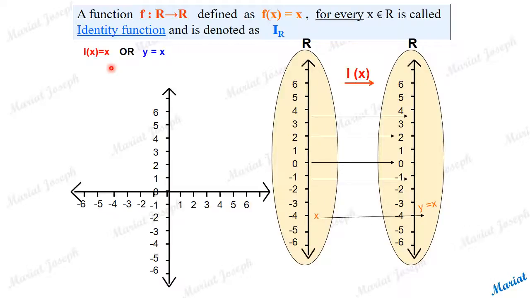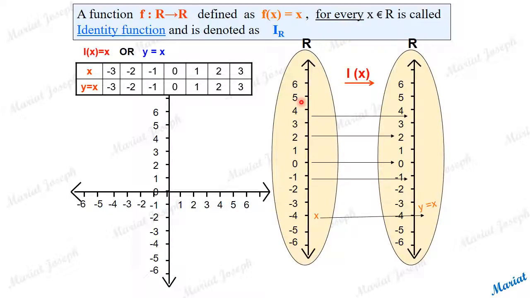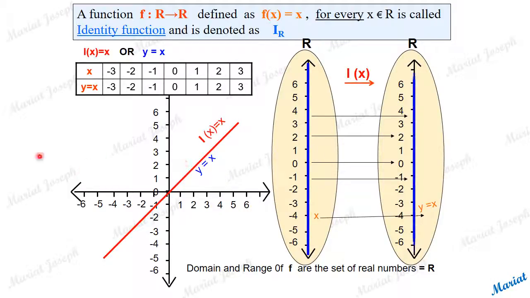Let's have a look at the graph of this function. I of x equal to x means y is equal to x, which means y coordinate will be the same as the x coordinate. Let's try to plot all such points. X coordinate and y coordinate are equal. So the points are (3, 3), (2, 2), (1, 1), (0, 0), etc. And it's quite obvious if you plot those points, they will all fall on this straight line. This is the graph of identity function. So identity function is I of x is equal to x. In other words, y is equal to x.